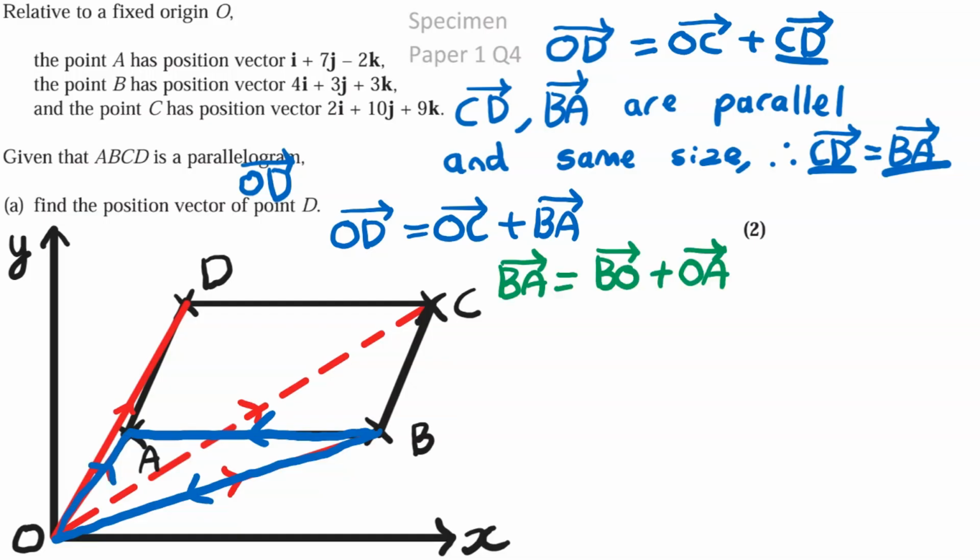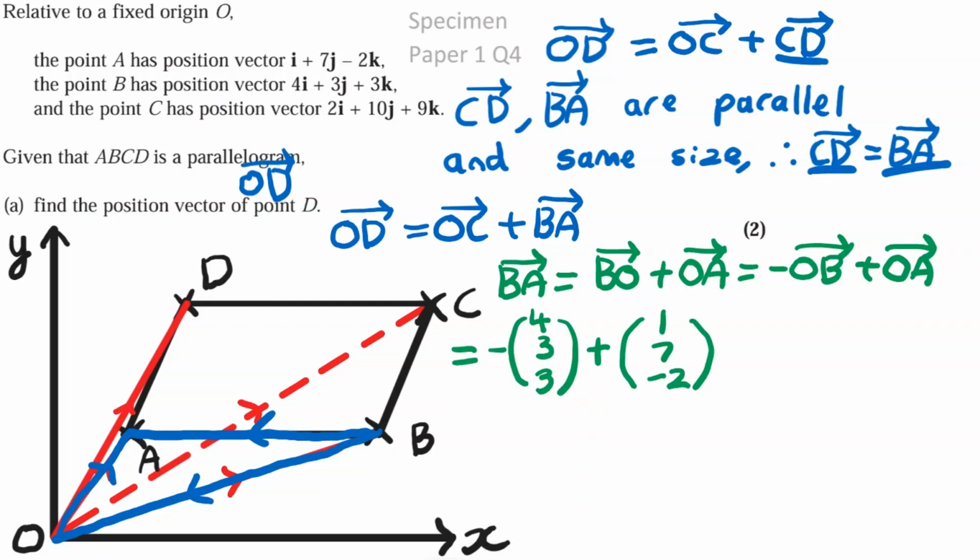So BA is equal to BO plus OA. And what's useful about this is we know OA, this is the position vector of A. And remember that vectors are direction specific, so BO is going to be equal to negative OB, and we know what OB is. It's this position vector here. So therefore what we can do is sub in these vectors like this here.